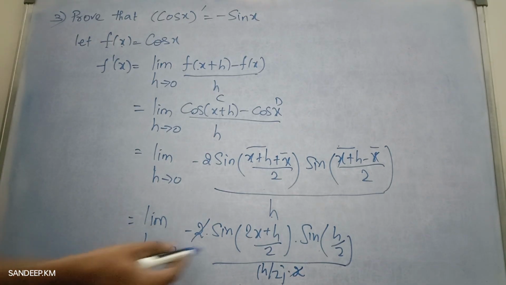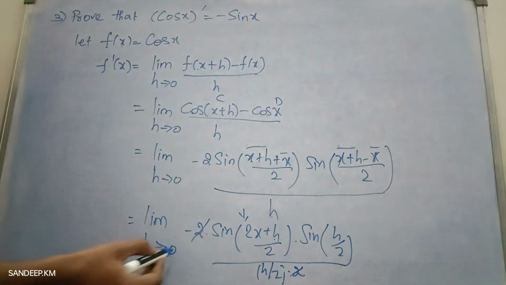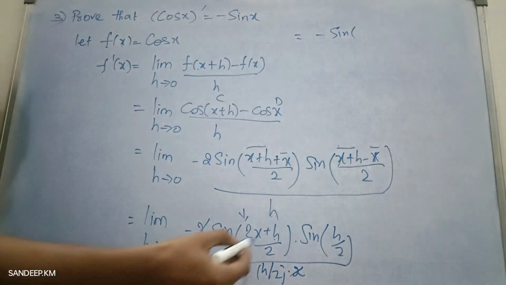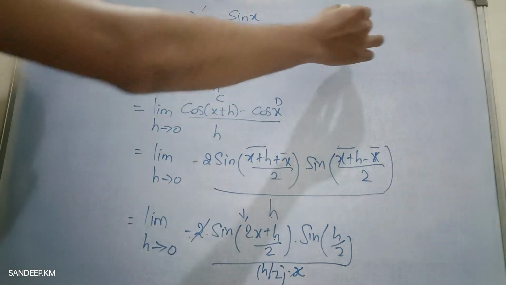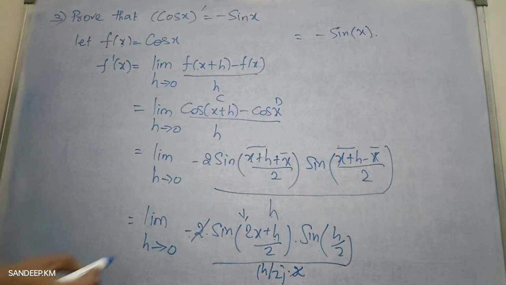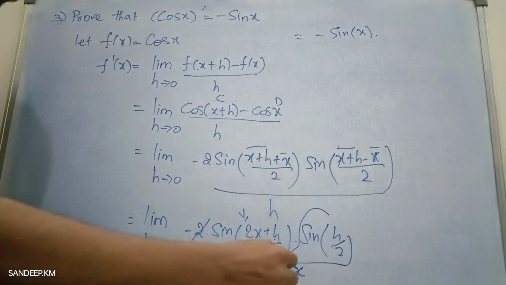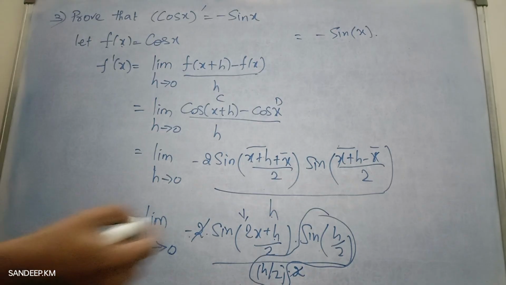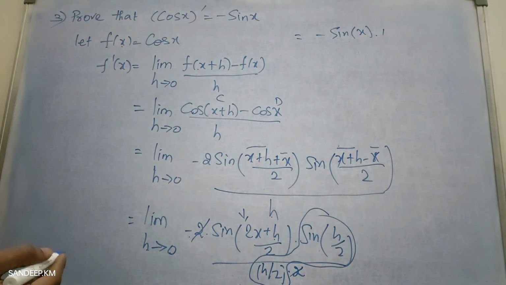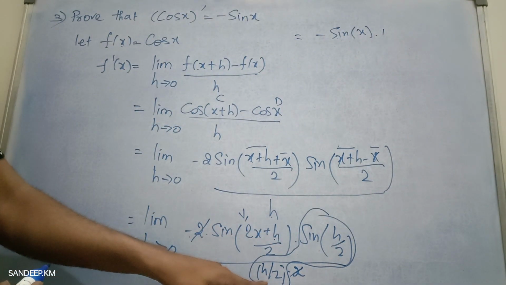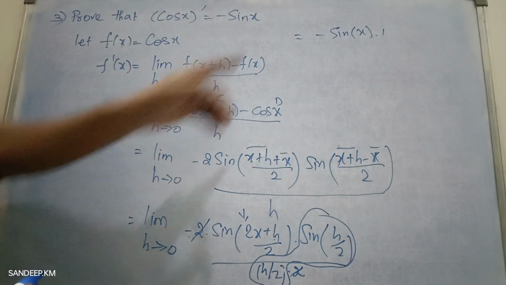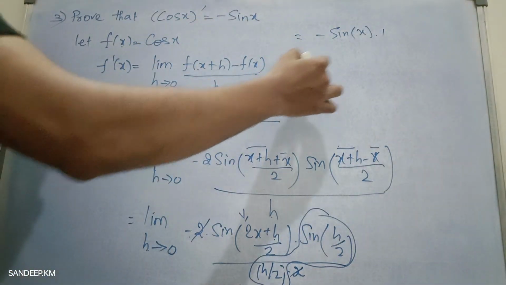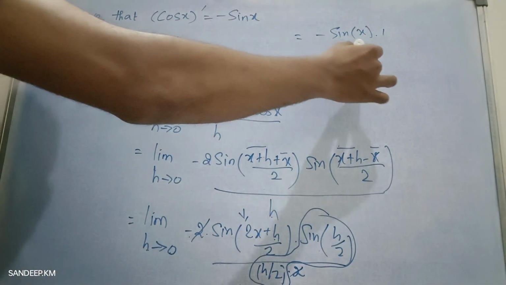And then in this particular function we can substitute h value as 0. So what do we get? Minus sine of, when h is 0, we get 2x by 2 which is x, into, when h is approaching 0, sine of h by 2 divided by h by 2. Its value is 1. We learned this already in the limits chapter. Sine h by 2 divided by h by 2 will be 1 when h is approaching 0. So therefore, dear students, we proved that cos x derivative is minus sin x.